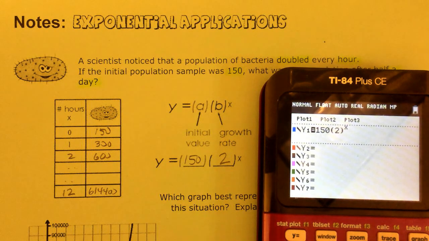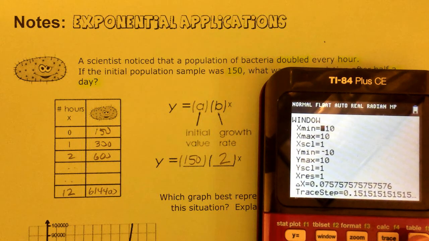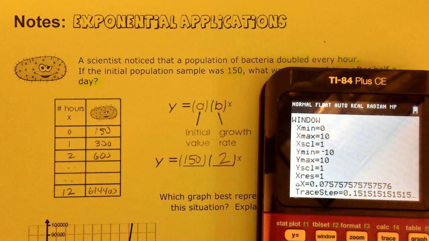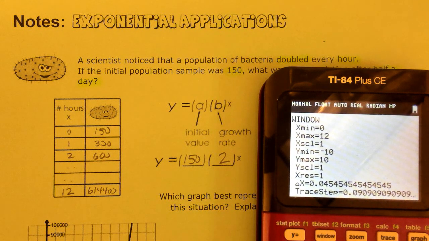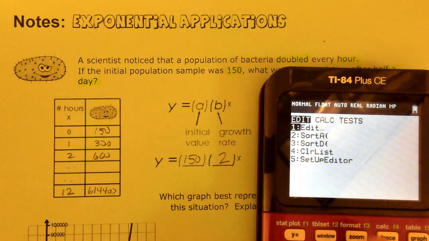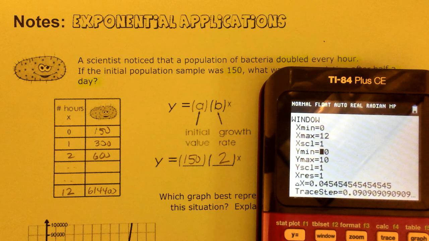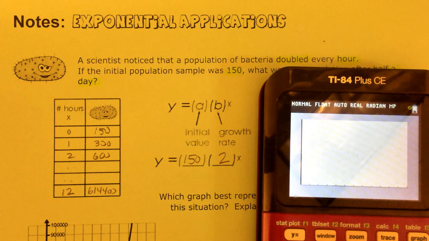Let's actually look at my values and kind of zoom out on them. Hang on a second. If I look at my window settings, my x's go from 0 to 12, and my y values go from 150. Let's just make it go from 0. Oopsie, I don't know what I just did. That's just crazy people stuff. Let's see, my y values go from 0 to 700,000. Now we look at the graph, and I can see what my graph looks like.